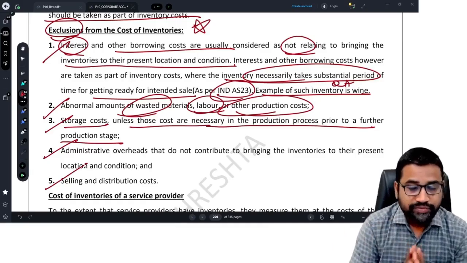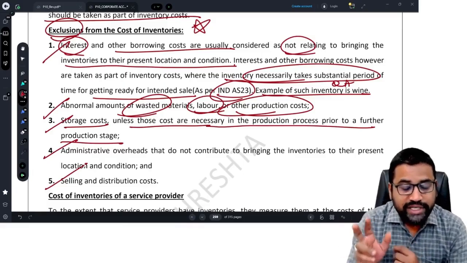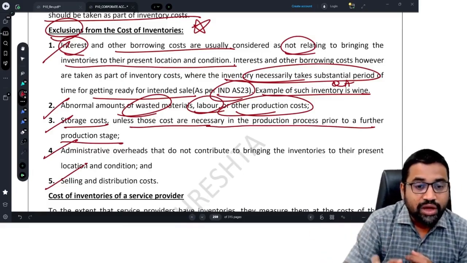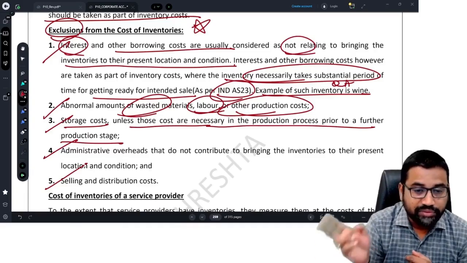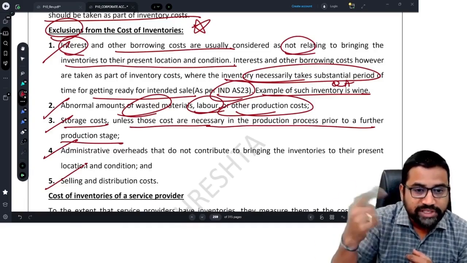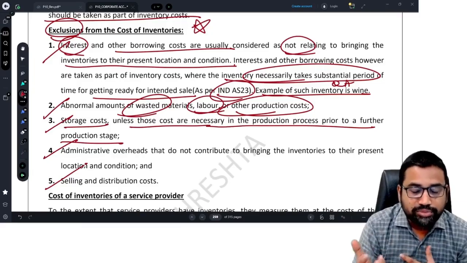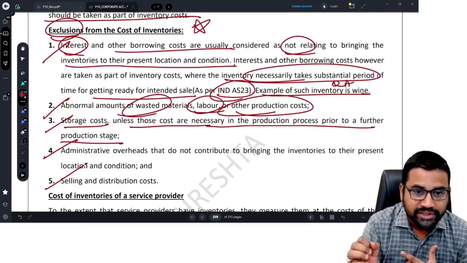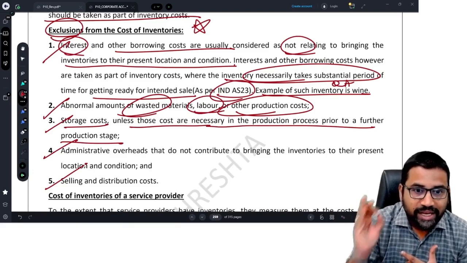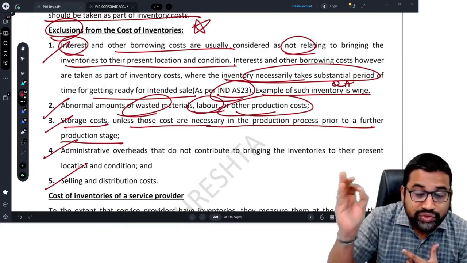Then cost of conversion: direct labor plus overheads. Overheads can be of two types: variable and fixed. Variable overheads, always actual production. Fixed overheads, actual or normal, whichever is higher. Then other cost: any other cost to bring the inventory to their present location and condition, like for example design cost, any depreciation, amortization of the assets which we use in the production.